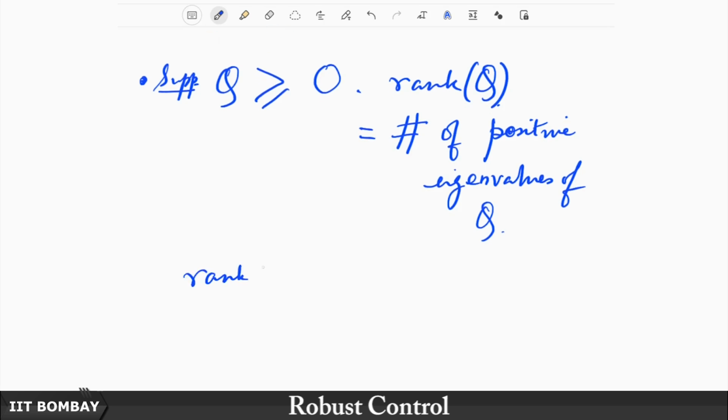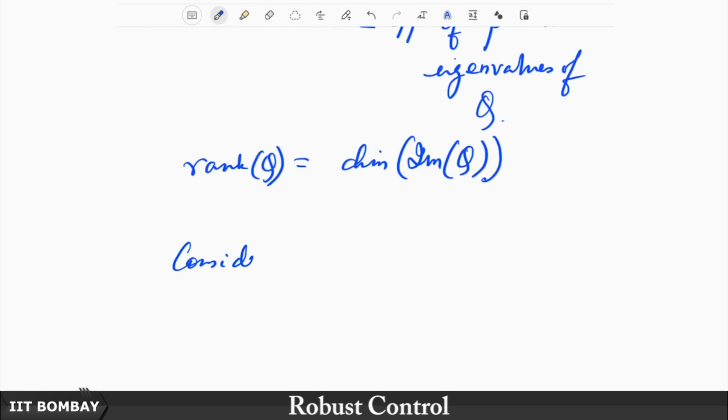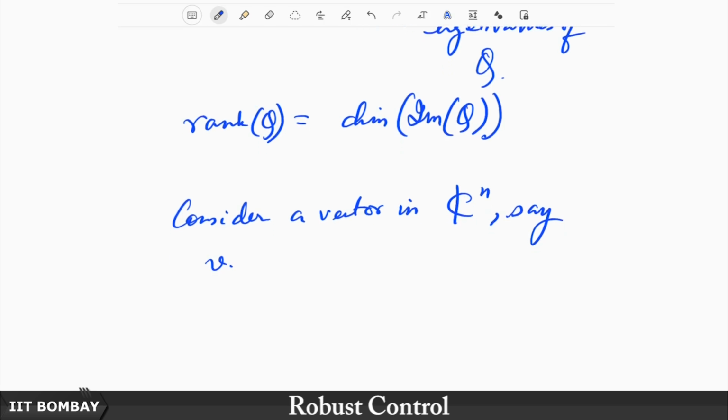We know that the rank of Q is exactly equal to the dimension of the image of Q. Okay. So, where does Q take its inputs from and where does it map? It takes inputs from Cn, n tuples of complex numbers, and maps to another n tuple of complex numbers, right. So, we wondered what could possibly be a vector. So, consider a vector in Cn, say V, all right.